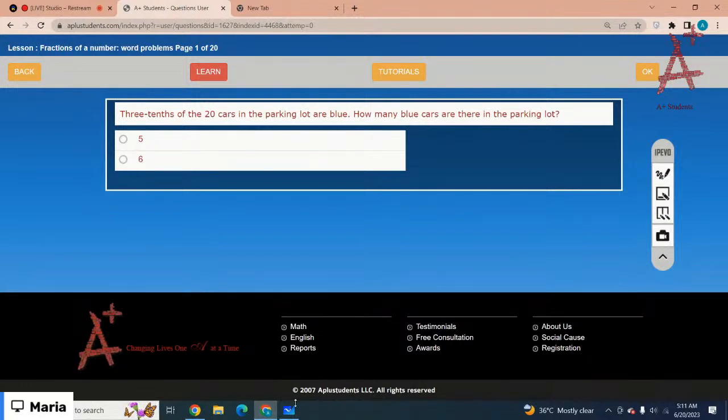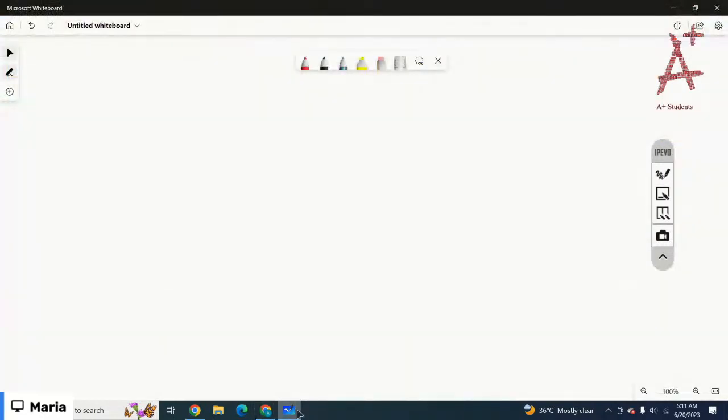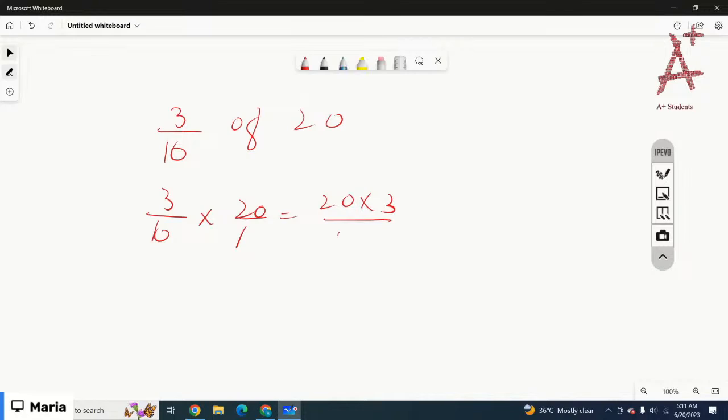3/10 of 20. Basically, you have to calculate 3 over 10 of 20. Got it? That means you need to do 3 by 10 times 20 over 1. Just do numerator times numerator, which is 20 times 3, and denominator times denominator. So you can see 10 times 1 is 10 and 10 times 2 is 20. They have the common factor 10. You can just divide them by 10. Got it? So it would be 2 times 3 over 1. So 2 times 3 is 6.